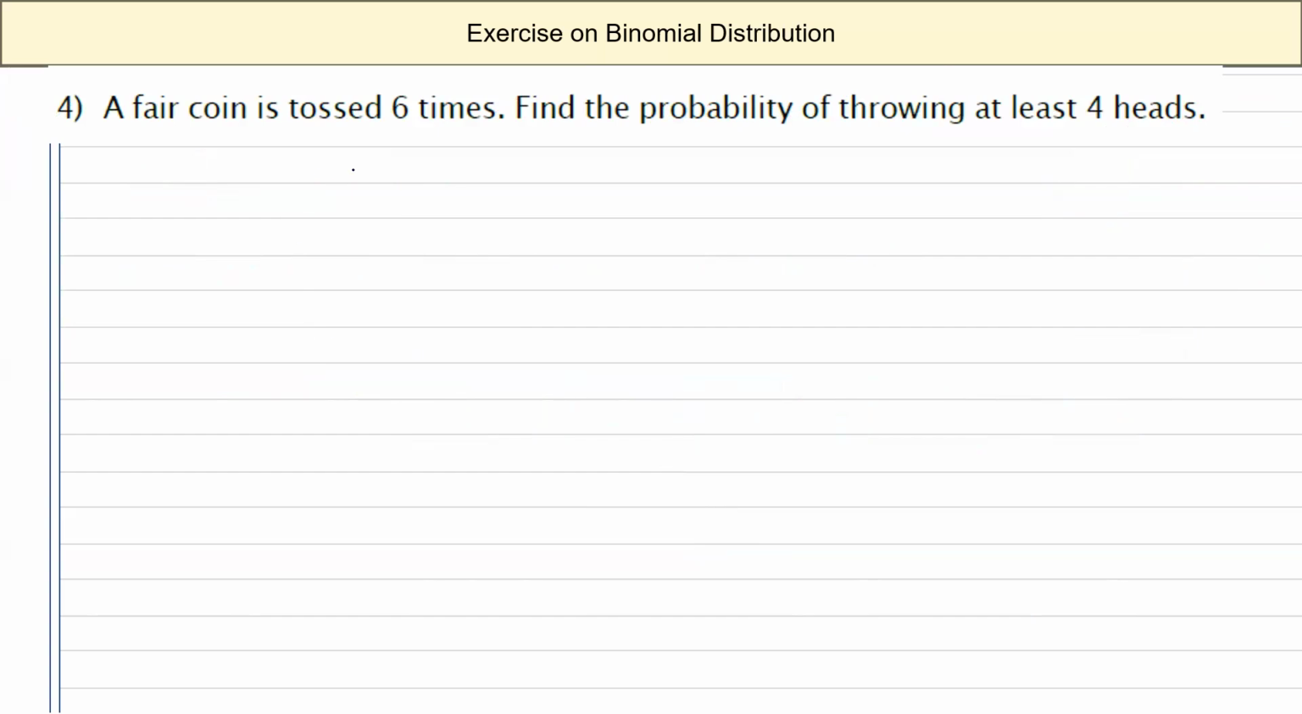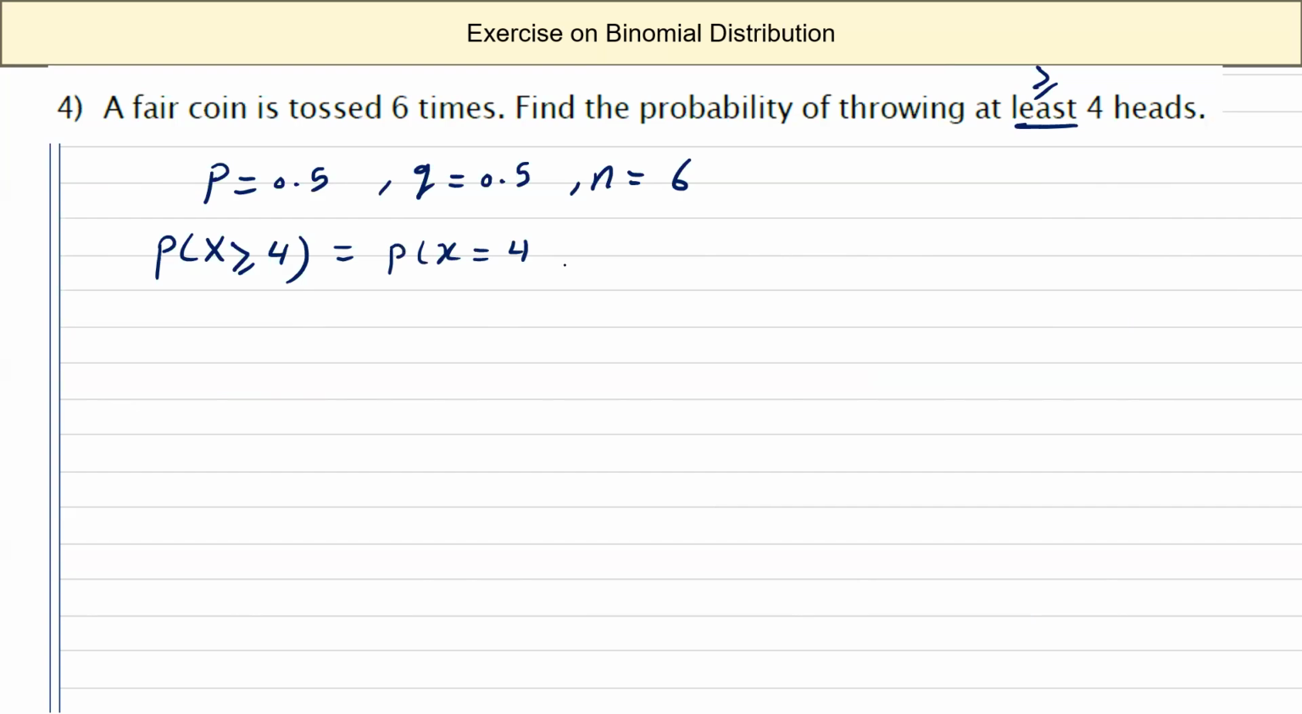Question number 4. A fair coin is tossed 6 times. The coin is fair. Probability of head is 0.5, and the probability of getting the other one, tail or failure, is 0.5 as well. The number of trials here is 6. Find the probability of throwing at least 4 heads. So probability of X at least, just write bigger than or equal. So X bigger than or equal to 4. It means probability of X may be 4 or 5 or 6.